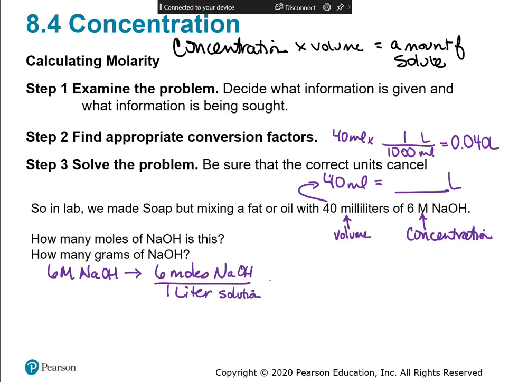So now I can multiply the concentration times the volume. What happens to liters? See how these will cancel. Liters and liters are going to cancel, and it's going to tell me the number of moles of sodium hydroxide. Concentration times volume can allow you then to figure out the number of moles of sodium hydroxide. So 6 times 0.04 is 0.24. 0.24 moles.